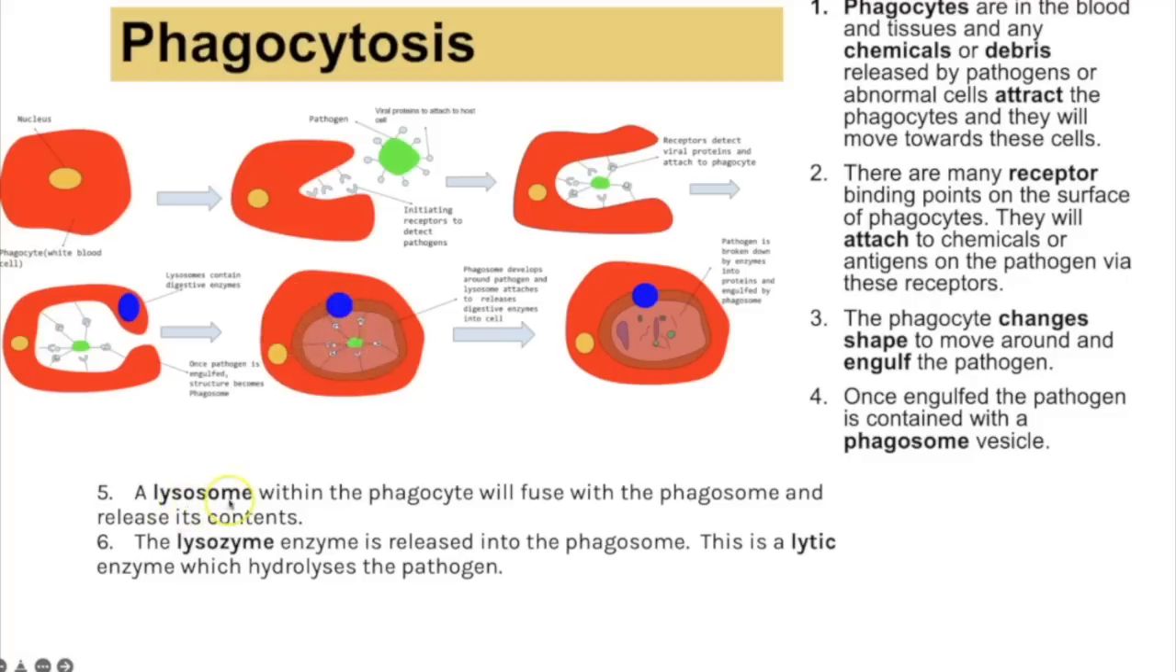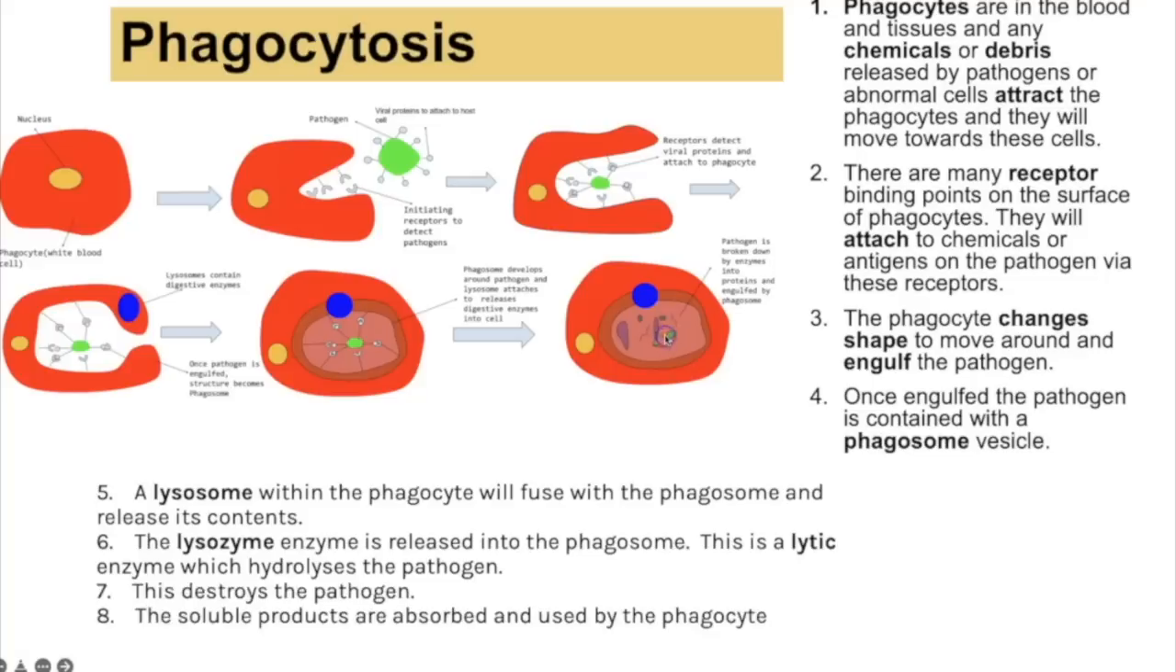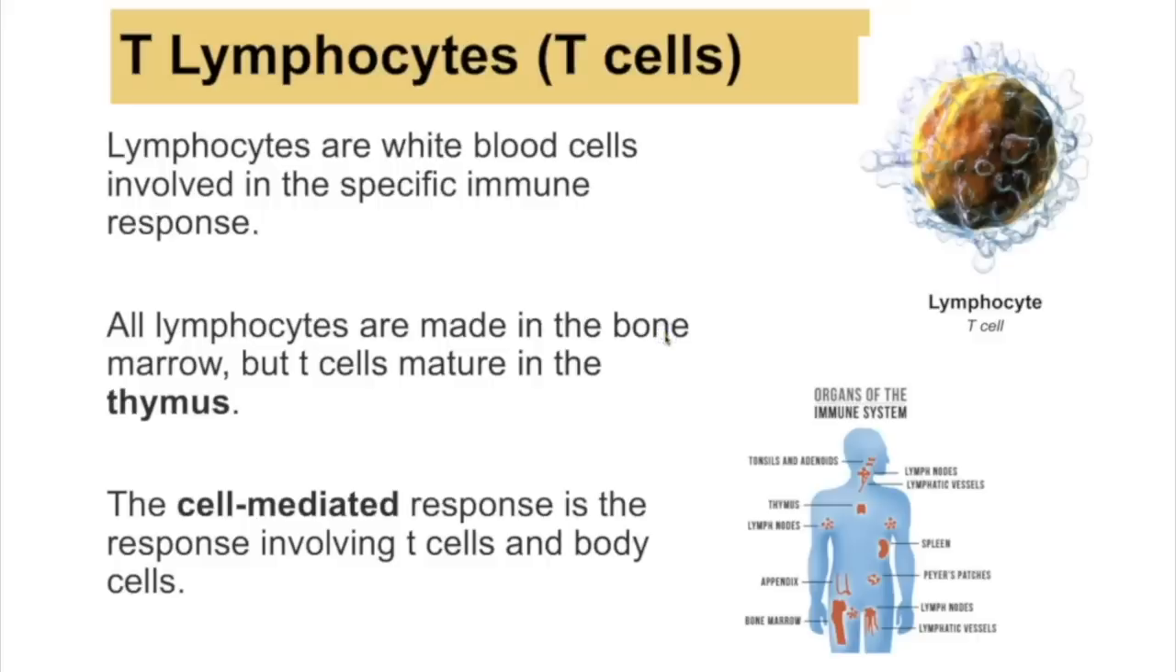A lysosome within the phagocyte will then fuse with the phagosome and it will release its contents. And the contents is a lytic enzyme called lysozyme. And lytic enzymes are able to hydrolyze. So the result is that that enzyme will hydrolyze and break down the pathogen. Any soluble products are absorbed and used by the phagocyte, and anything else is released as waste and debris.